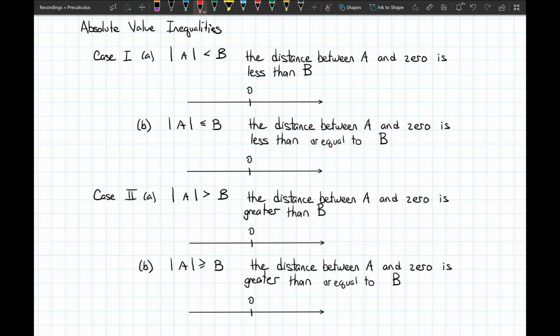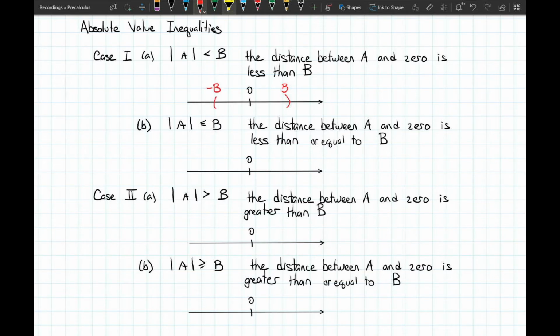So first of all, in case 1, if we have the absolute value of some expression A less than another expression B, we can visualize that as the distance between expression A and 0 is less than some distance given by the expression B. Less than a certain distance means we're going to be traveling to the right, but not quite as far as B. And traveling in the negative direction, we're going to be traveling as far, but not quite as far as negative B.